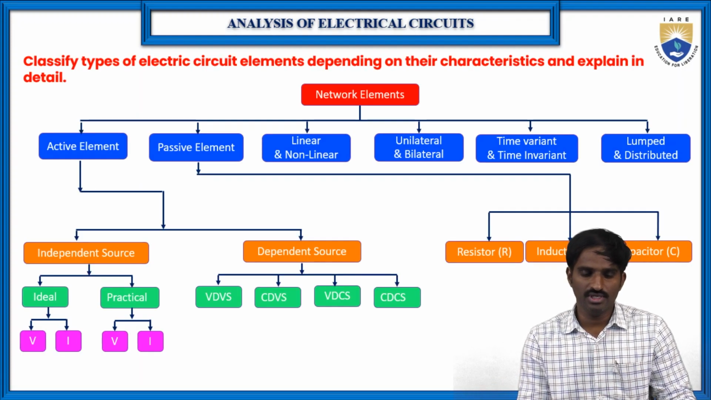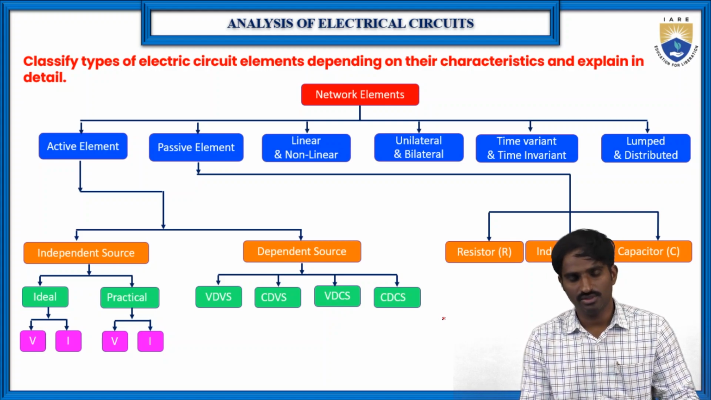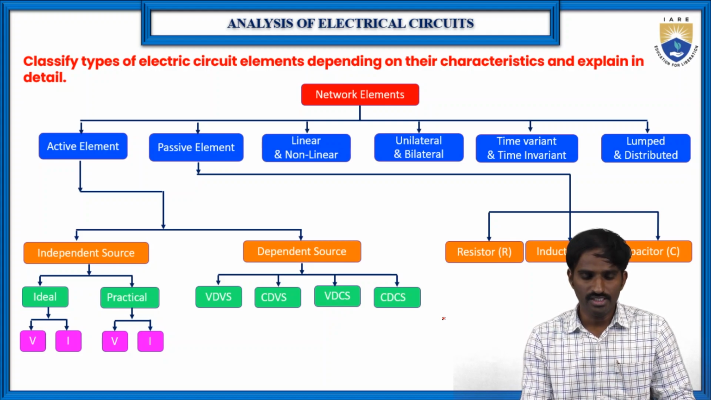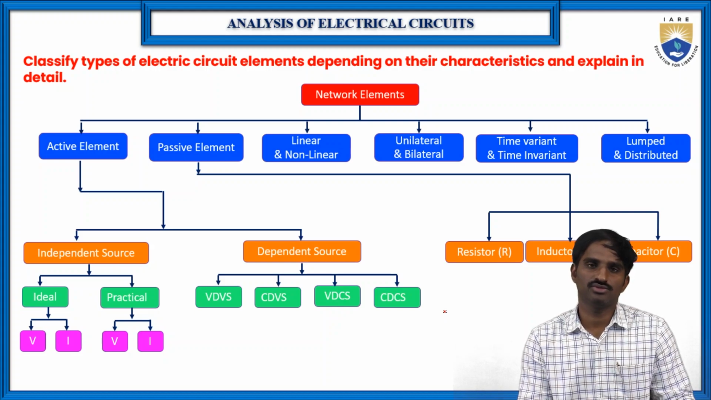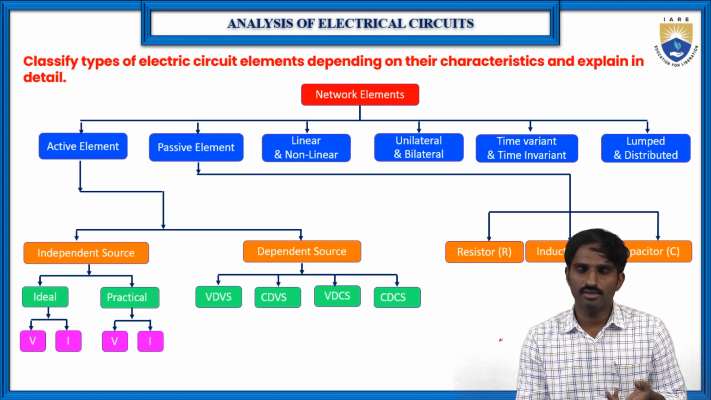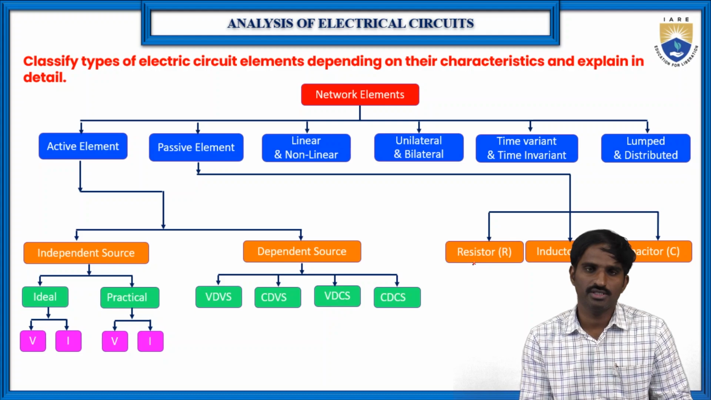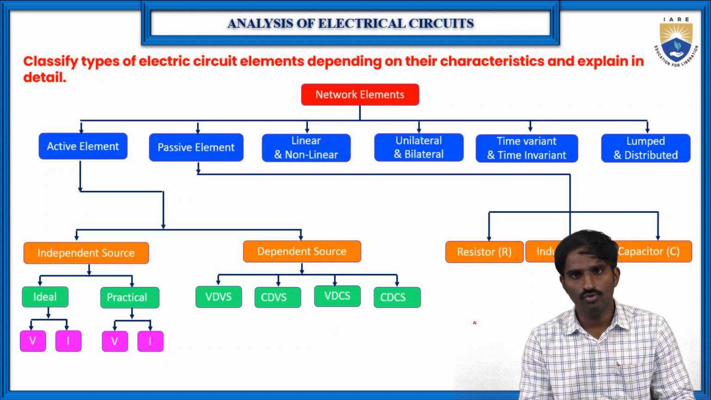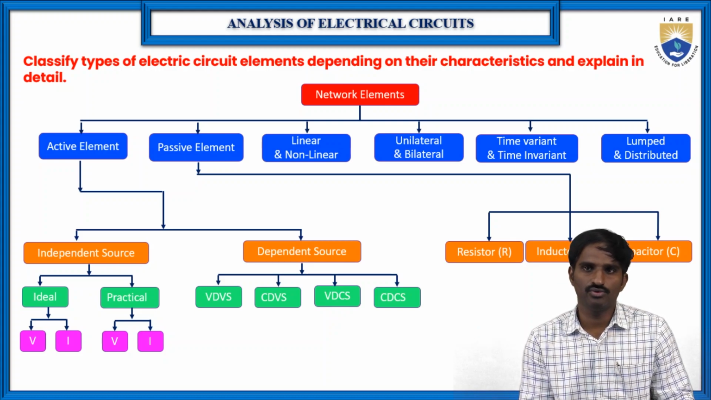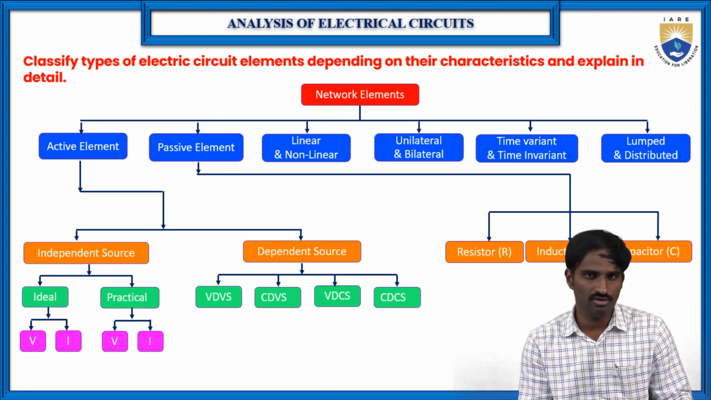Then coming to linear and non-linear. Suppose you want to find the linear elements. If the elements obey linearity, then we can say those are linear elements. For example, consider the resistor. What are the two parameters in the resistor? The voltage across the resistor and the current flowing through the resistor. If the voltage is directly proportional to the current, or these two obey the linear law, then we can say those are linear elements. Other elements are non-linear. Those elements that do not follow linearity are the non-linear elements.